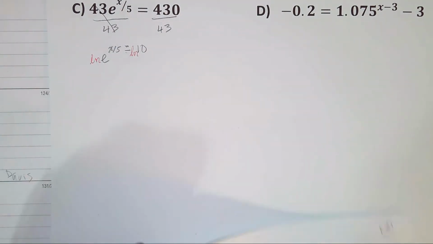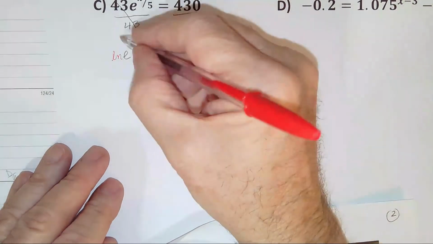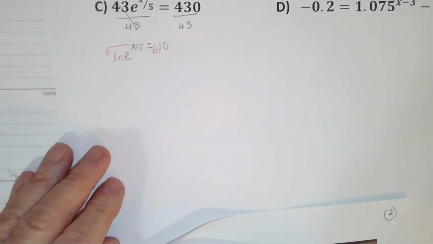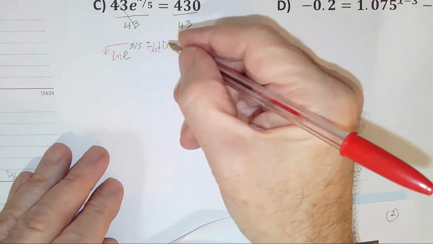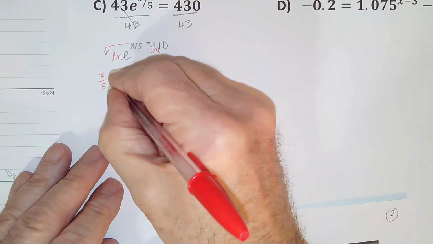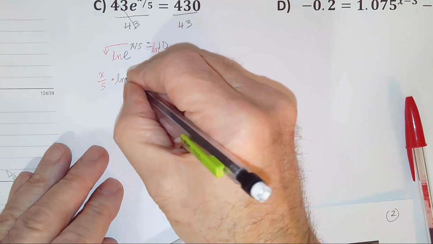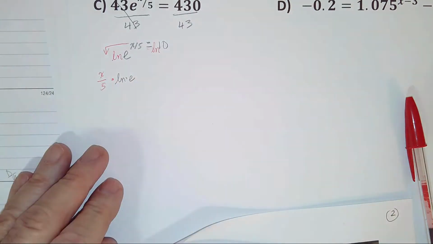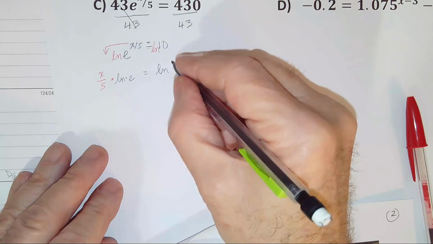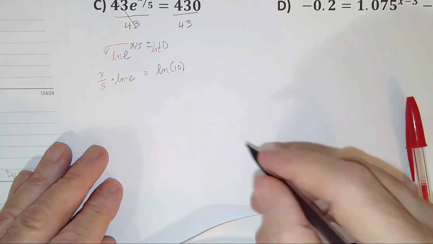So I end up with, and then I can drop the exponent down here. Okay, and it will multiply to the natural log. So I'll end up with x over 5 times the natural log times e. Okay, and then that equals the natural log times 10.